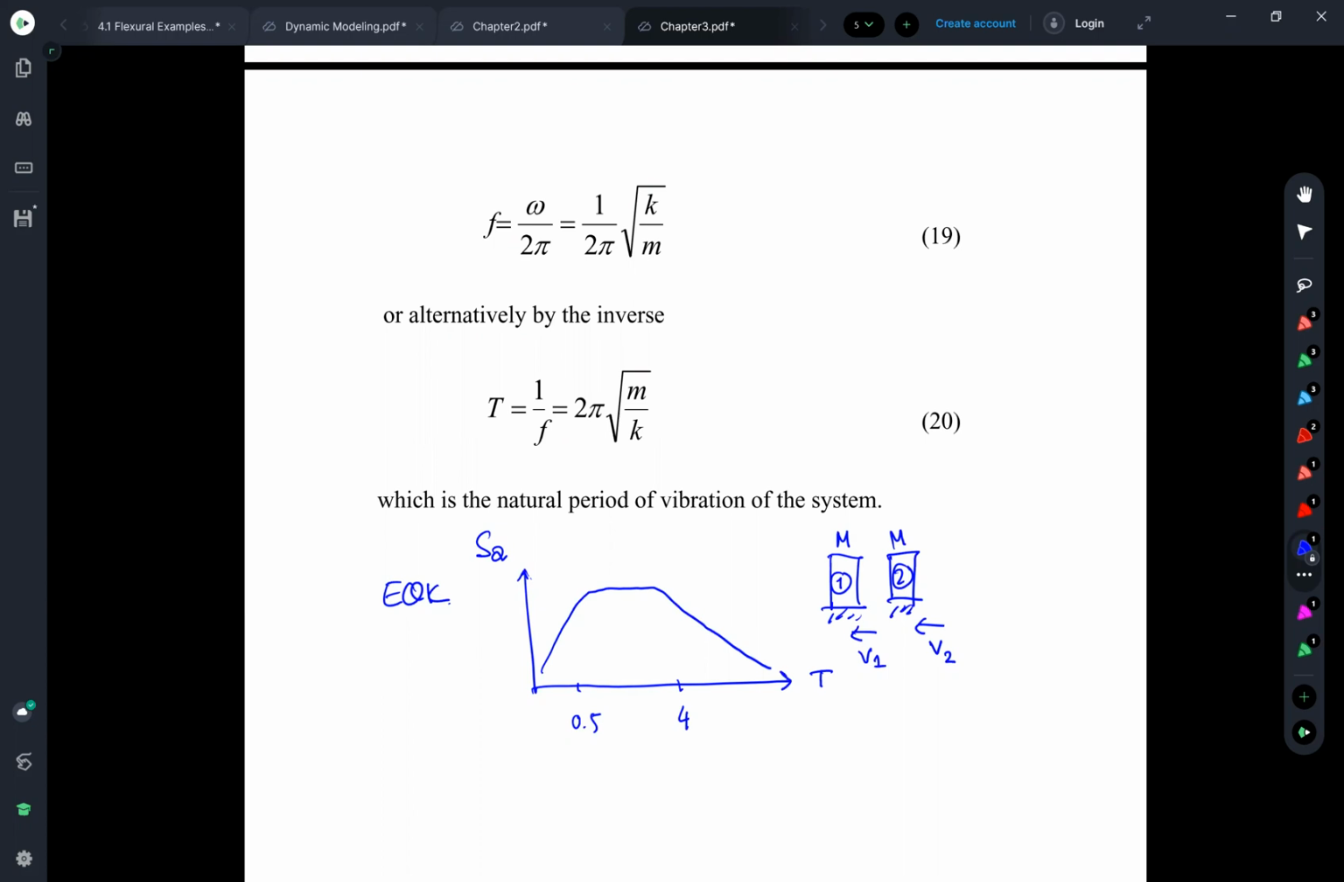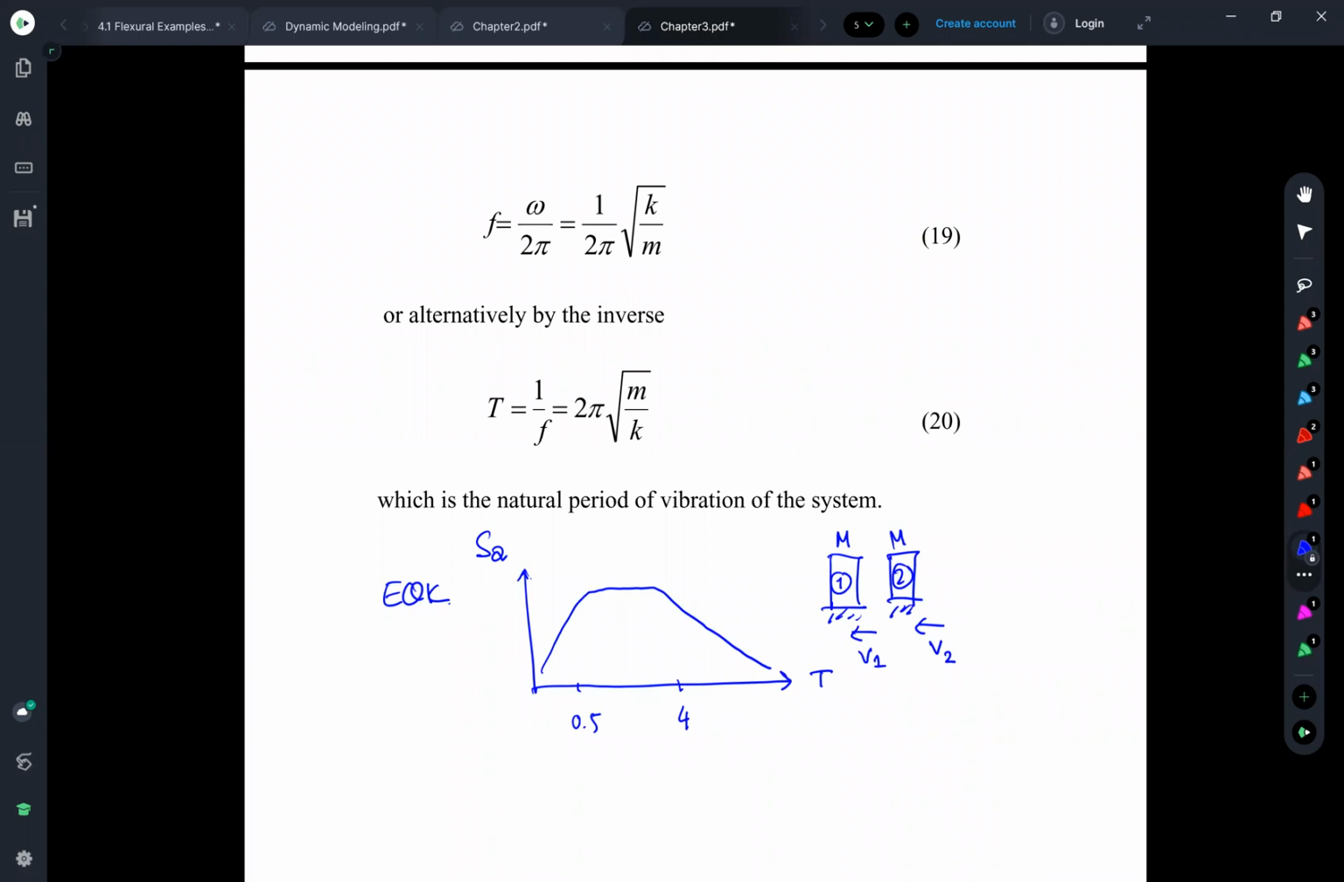We are talking about the frequency and period, okay? The two of them are just T equal to 1 over f, right? So if you know the frequency, you know the period. It's just an inverse quantity of each other.